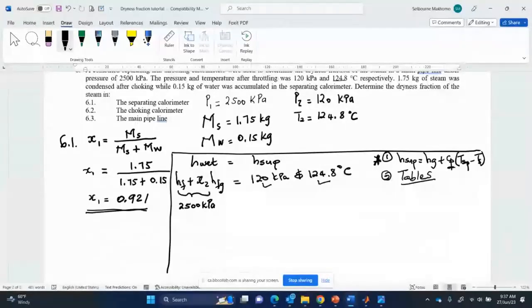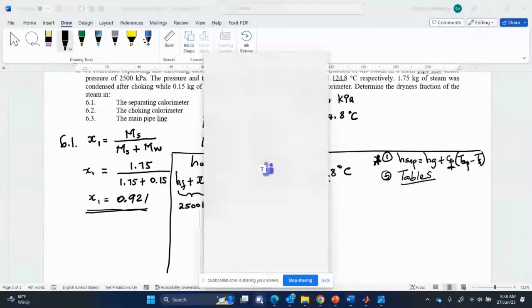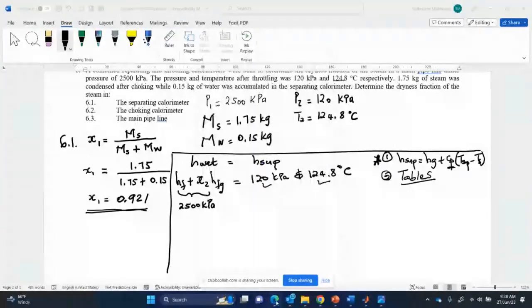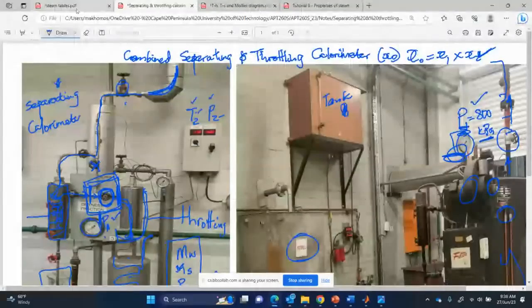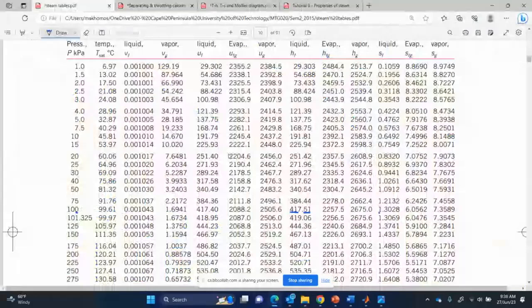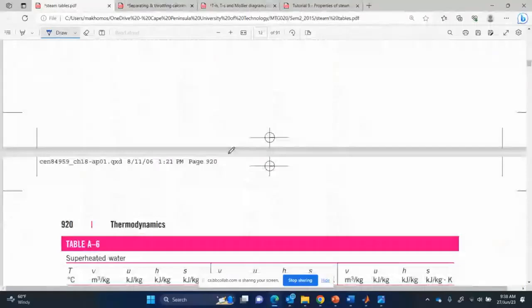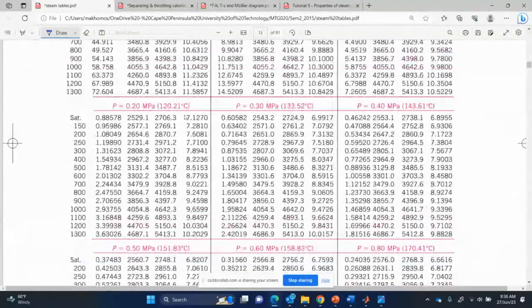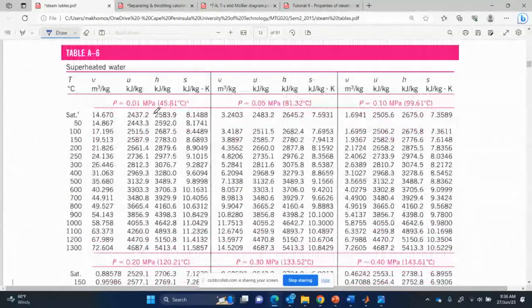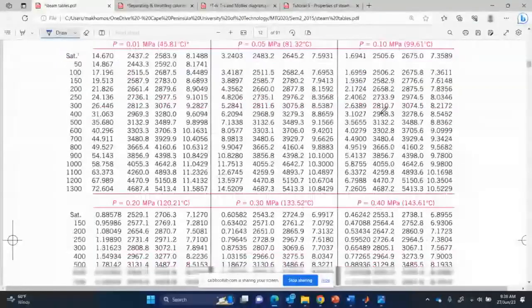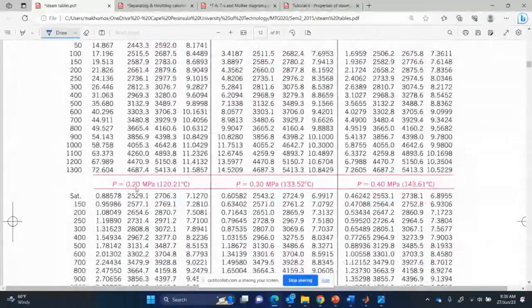Let's go to the steam tables under superheated steam tables and see if we can locate 120 and 124 and see if it's possible. Now we are going to the steam tables. You scroll down to superheated steam because the steam is superheated. And then the pressure is 120, 0.12. Where is 0.12? There is no 0.12. It's 100 kPa here, it's 200 kPa here, there is no 120.